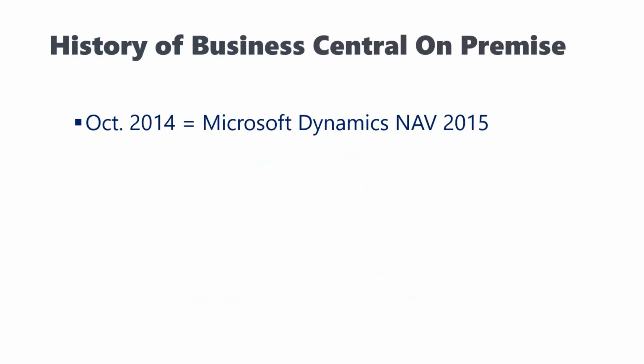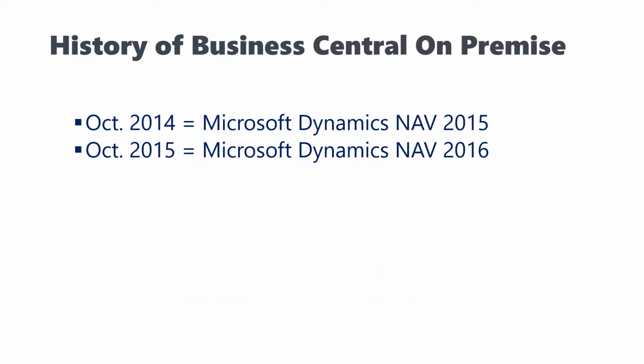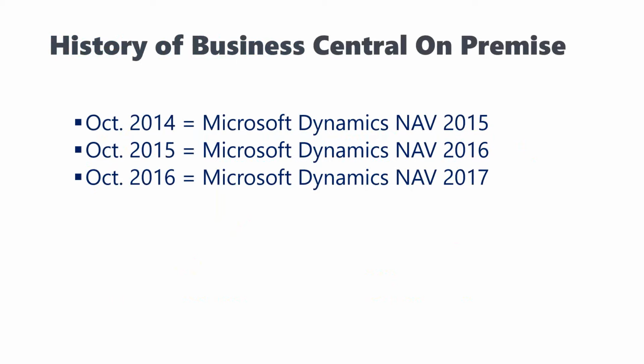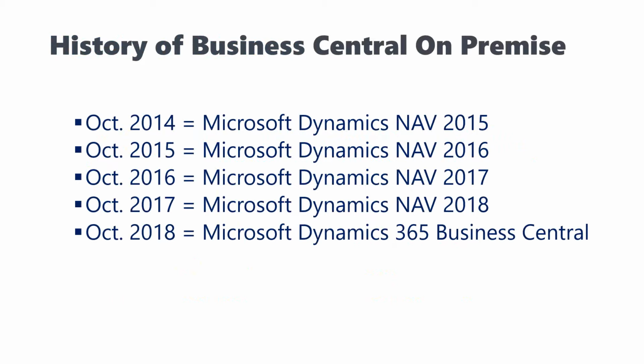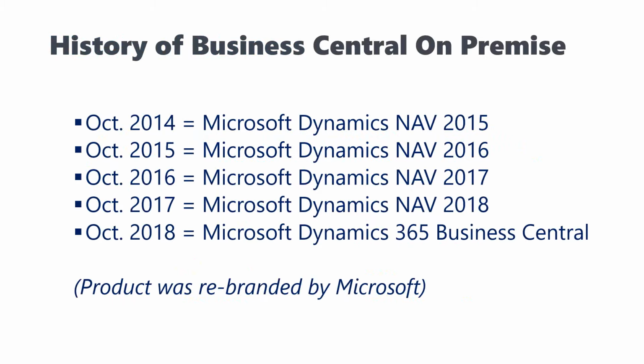Okay, so if we go back a few releases, just to kind of go through this history and how we transition from NAV to Business Central, in October or fall of 2014, Microsoft released Dynamics NAV 2015. The next year they released 2016, then the next year 2017, and 2018. When we got to October 2018, however, that's when Microsoft rebranded this product to Microsoft Dynamics 365 Business Central. And this, of course, is the on-premise version. We're talking about the on-premise version here. The product was rebranded.